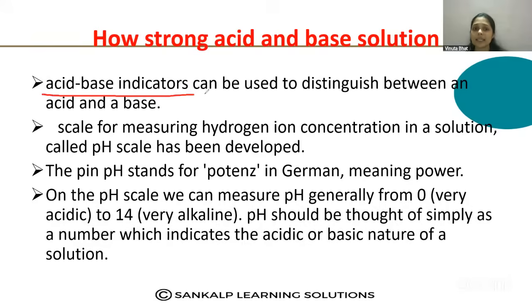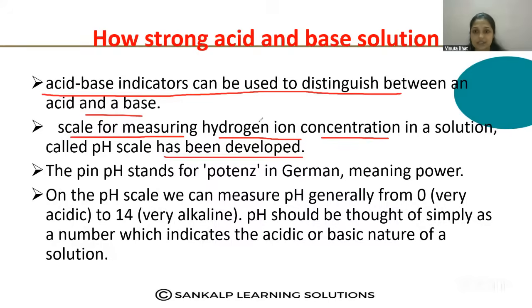Acid base indicators can be used to distinguish between acid and base. A scale for measuring the hydrogen ion concentration in a solution, called the pH scale, has been developed to test the hydrogen ion concentration in the solution. So the special scale that is developed is called the pH scale.